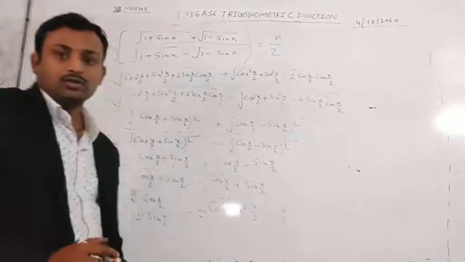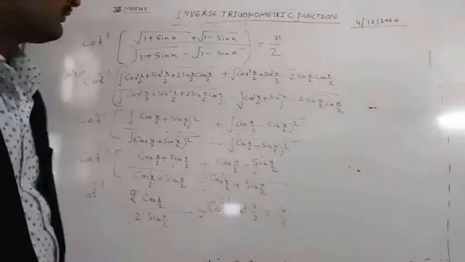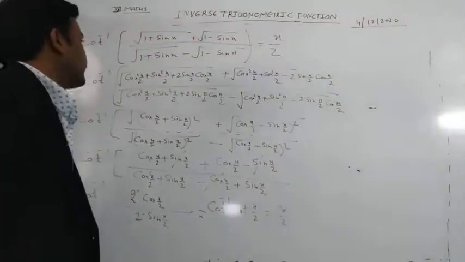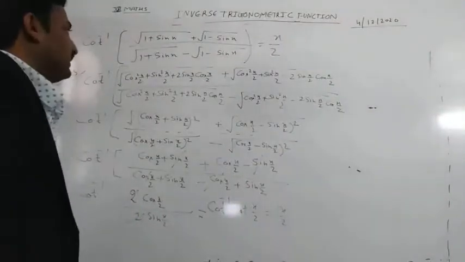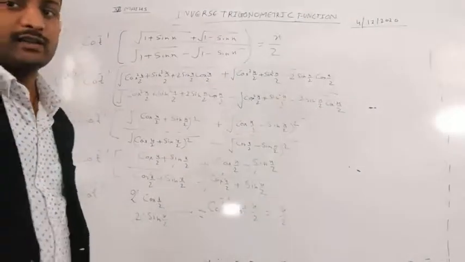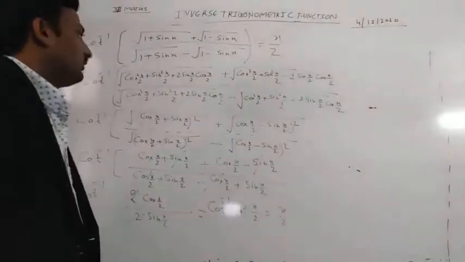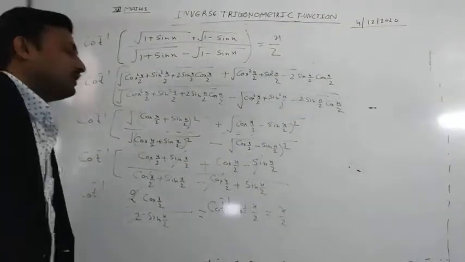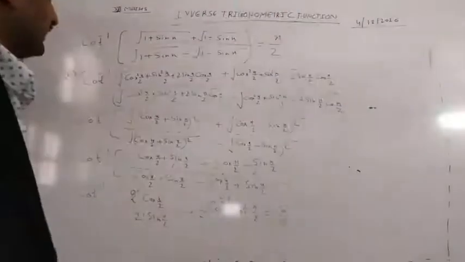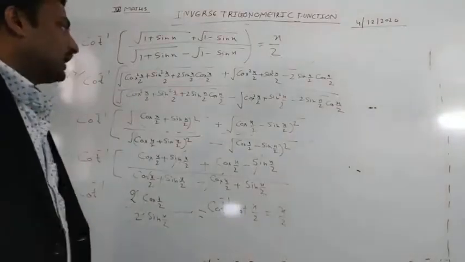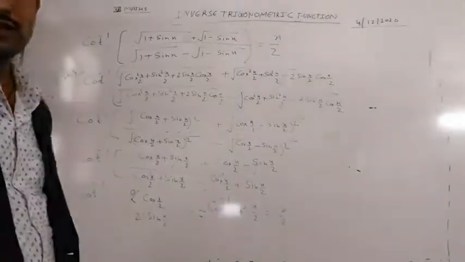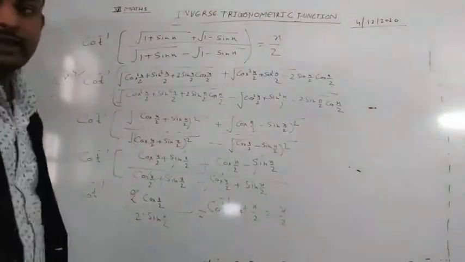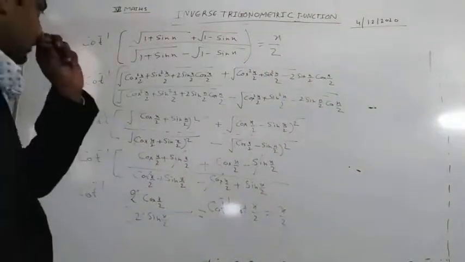Now this will be reduced to cot inverse cot x by 2, and it will be x by 2. So students, what we have done in this question: we were given cot inverse of (under root 1 plus sin x plus under root 1 minus sin x) divided by (under root 1 plus sin x minus under root 1 minus sin x), and we have to prove that this will be equal to x by 2. So we have taken the left hand side and started solving this.